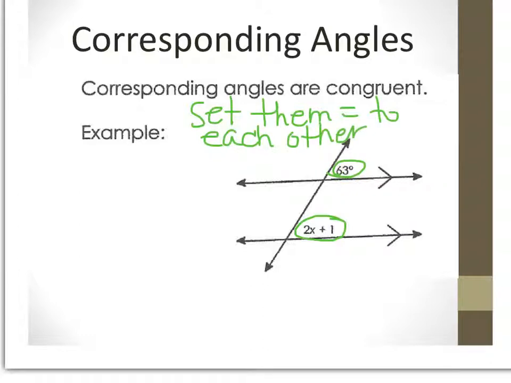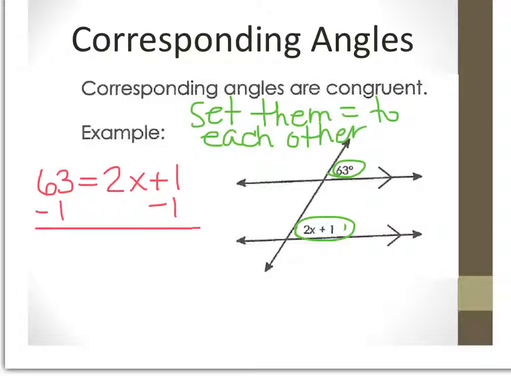So that we know what this angle equals, we have to set them up equal to each other. So we would say 63 equals 2x plus 1. So now we have to solve for x. Our first step is subtract 1 from both sides. Now we have 62 equals 2x. To find out what x is, we divide both sides by 2.